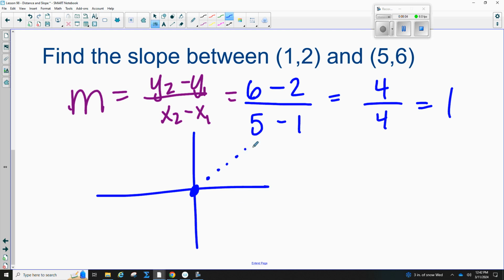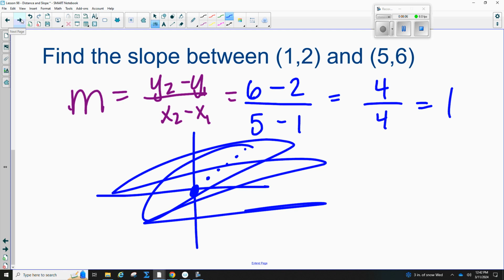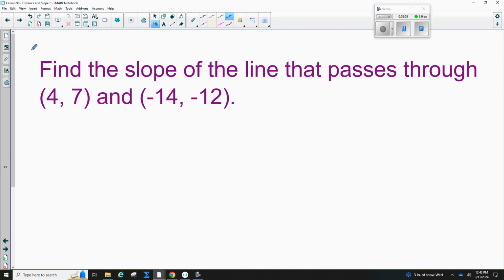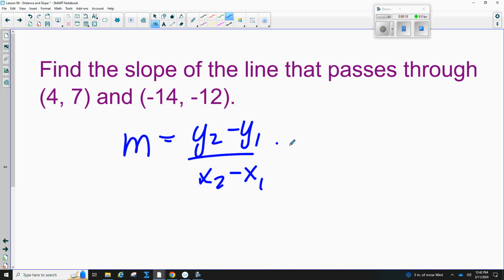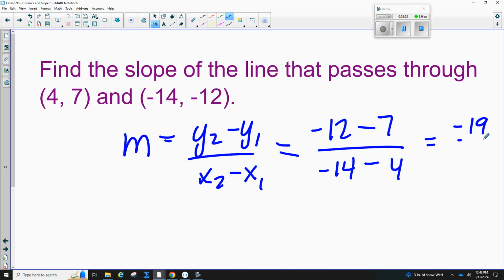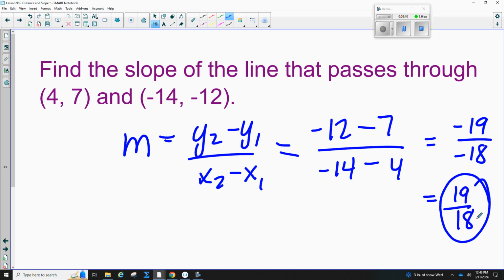And that's it. Find the slope of the line that passes through 4, 7, and negative 14, negative 12. So m equals y2 minus y1 over x2 minus x1. What's the second y? Minus, what's the first y? Over, what's the second x? Minus, what's the first x? So this would be negative 19 over negative 18. And what is a negative over a negative? Yeah, so switch it to positive. Always leave these as an improper fraction. Don't write 1 and 1/18, because we would graph this like 19 over 18.